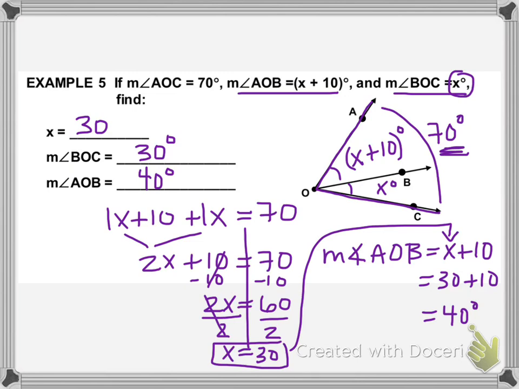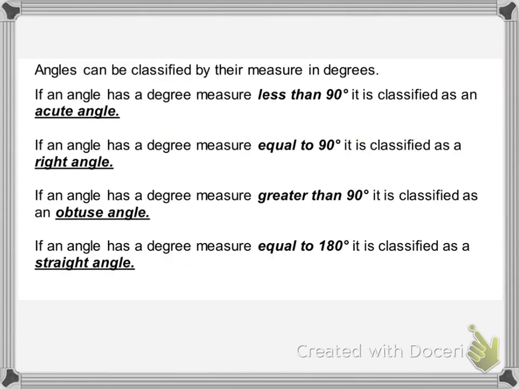All right. Now this part many of you are probably familiar with, the different types of angles. So whenever the directions say to classify an angle, they're talking about what type of angle it is based on its measure or its size. So we've got acute, right, obtuse, and straight. And I'm pretty sure you guys are familiar with that. Acute angles are the small guys. They're less than 90 degrees. So they might look something like that.